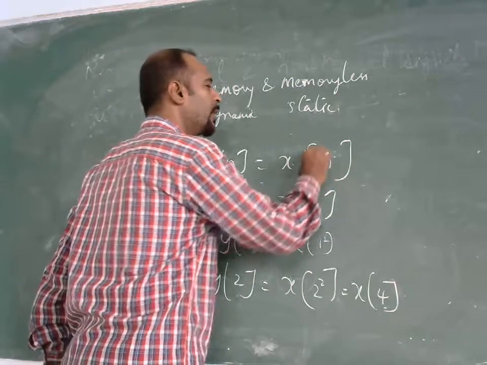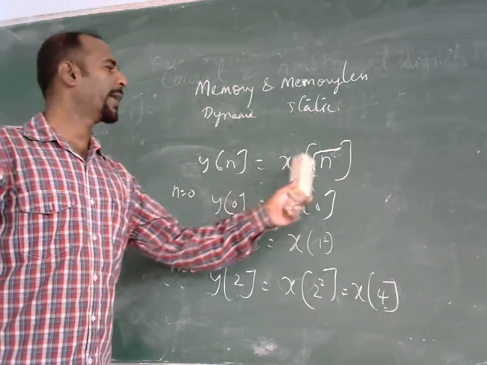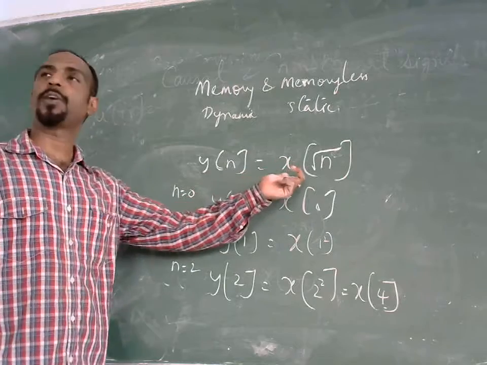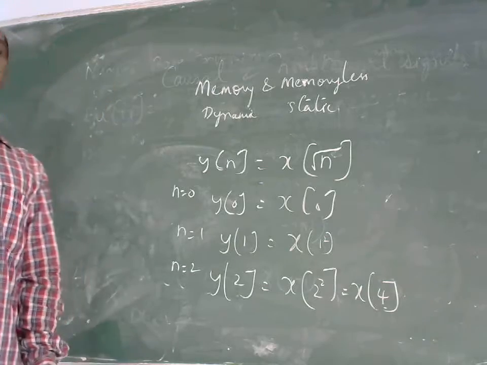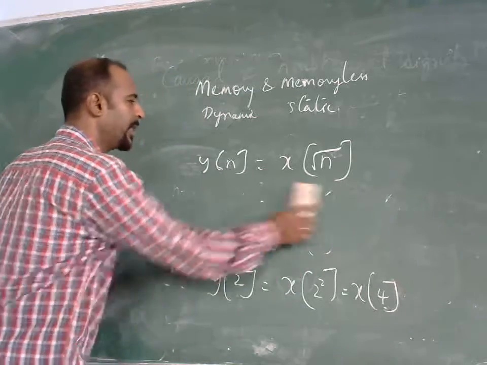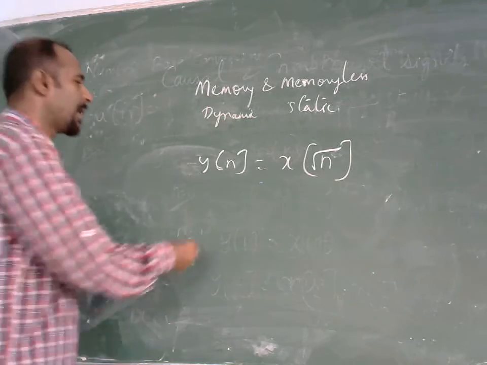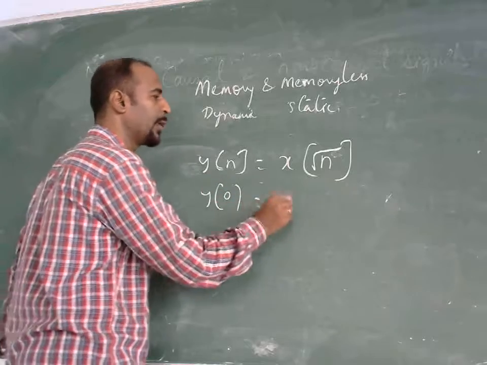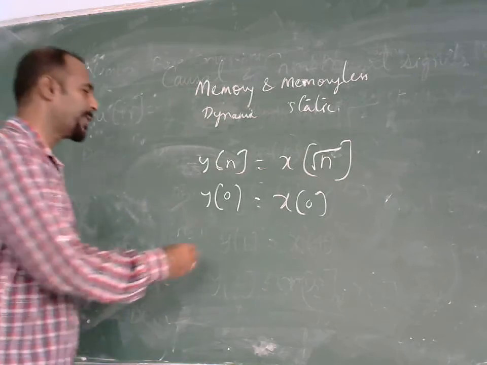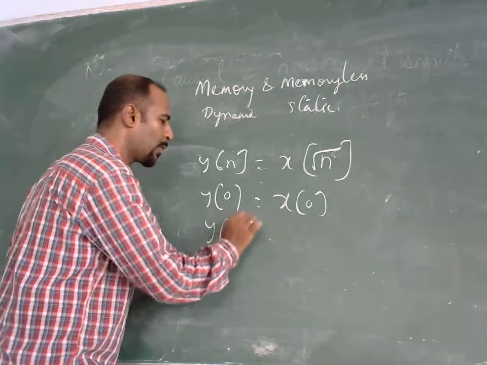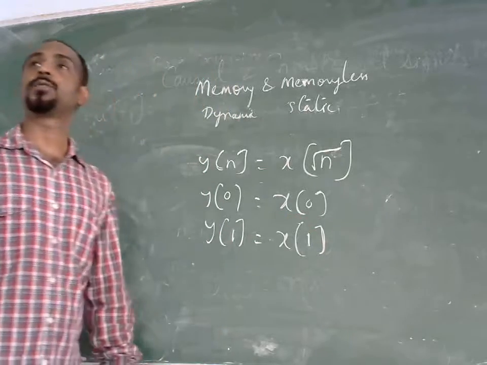Similarly, even if you take root n, y of n is equal to x of root n. So what is the operation performed? It is performing the square root on the n variable. Alright. Now let us check whether this is memory or memoryless. At n equals 0, y of 0 is equal to x of 0. It is memoryless for this value. When n equals 1, y of 1 equals x of root 1, which is 1 only.